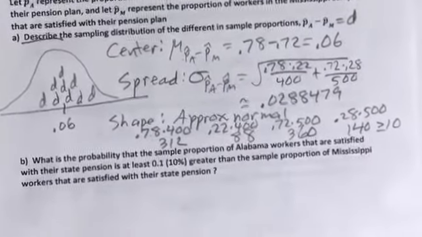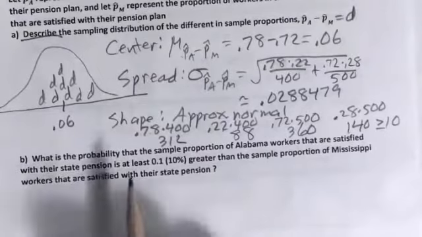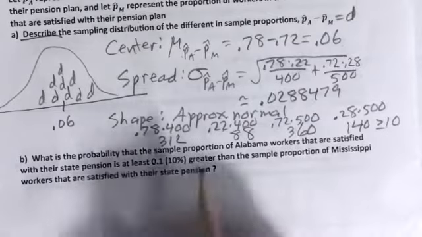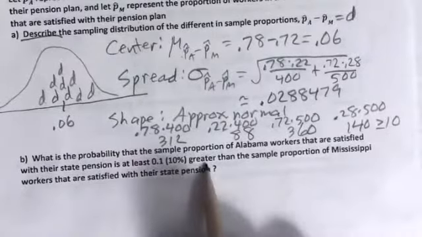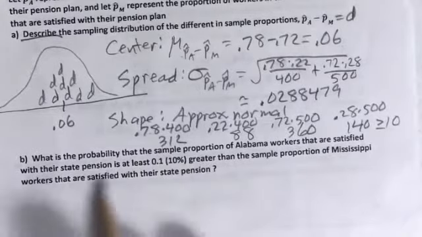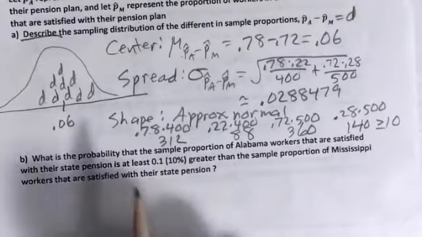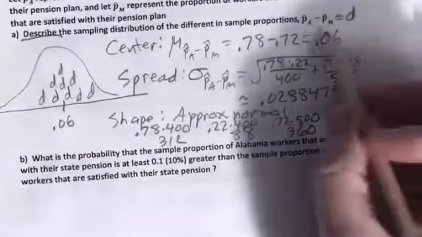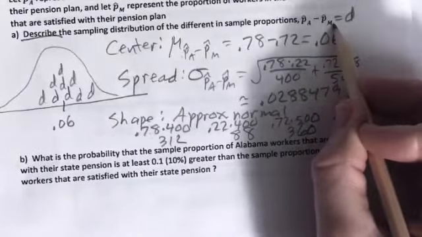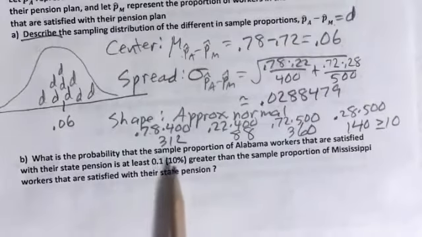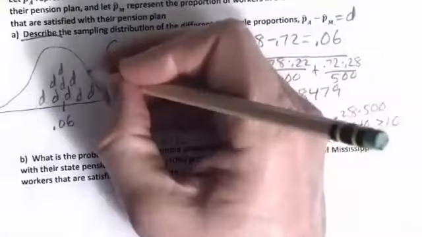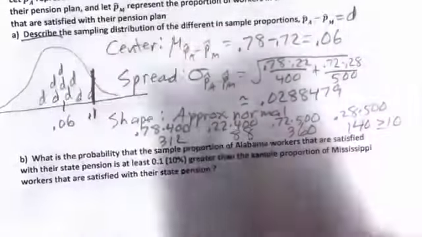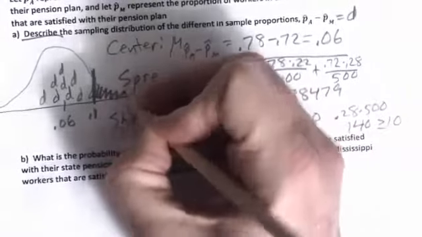And so now that we have that sampling distribution, it'll allow us to do a problem like this. What is the probability that the sample proportion of Alabama workers that are satisfied with their state pension is at least 0.1, which is 10%, greater than the sample proportion of the Mississippi workers? In other words, what's the probability if you were to randomly select one of these differences, and these differences, once again, are Alabama minus Mississippi, that Alabama is 0.1 greater? So 0.1 is going to be somewhere up here. What's the probability it's going to be that or greater? So we've got to find that area.